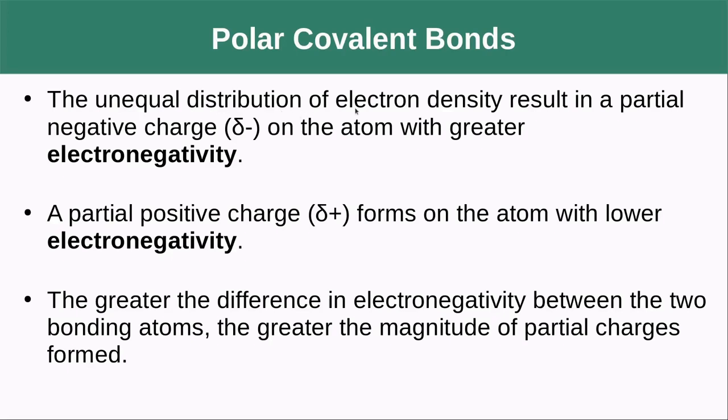The unequal distribution of electron density results in a partial negative charge, which we're going to abbreviate with this lowercase sigma negative sign to indicate that that's a partial negative charge on the atom with greater electronegativity. The partial positive charge, sigma plus, forms on the atom with the lower electronegativity. The greater the difference in electronegativity between the two bonding atoms, the greater the magnitude of the partial charges formed.